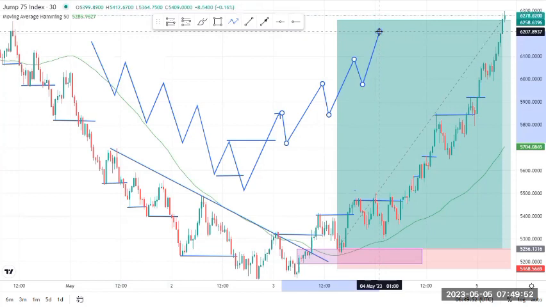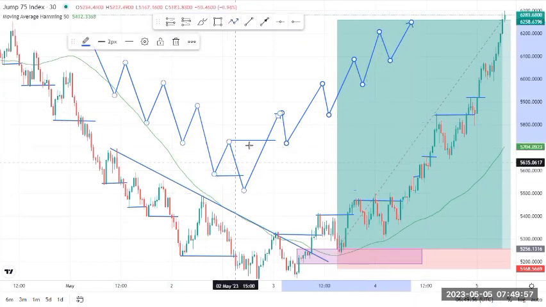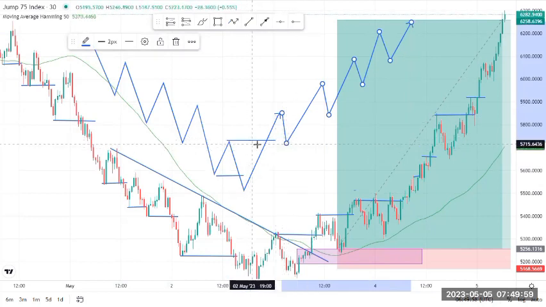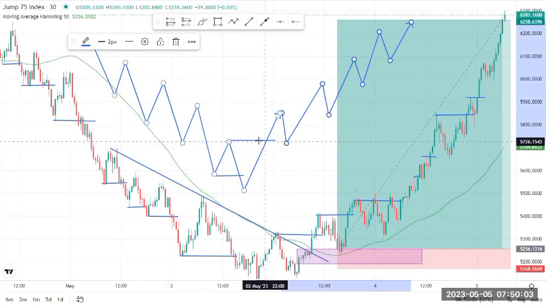So what you want to do is that you want to be able to catch price at this point, at this premium point, this premium price here. That is where you want to catch it here.